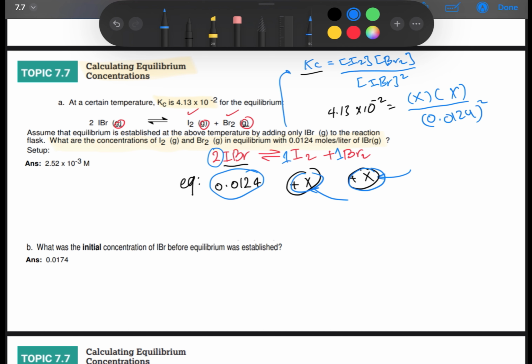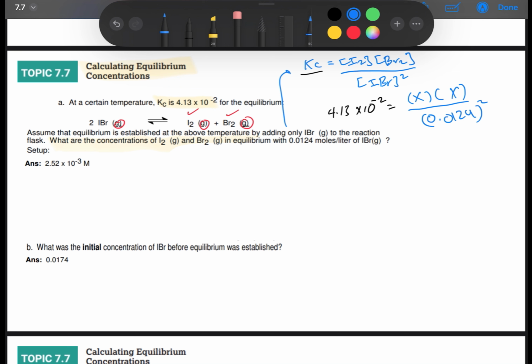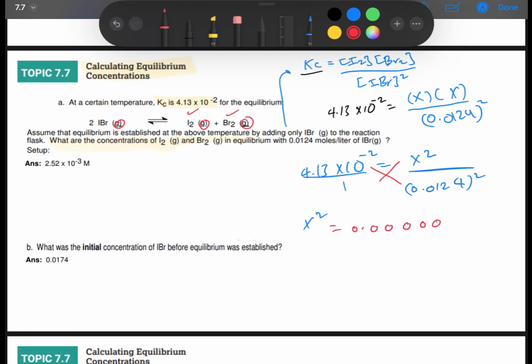And if you just do some calculations and some math skills in here, let's erase this stuff. It's going to be 4.13 times 10 to the power negative 2 equals X squared over the concentration here, 0.0124 squared. The value of X squared, if you just cross multiply, is equal to 0.0000635. And since I need the value of X, I have to take the square root. So X is equal to 2.52 times 10 to the power negative 3.